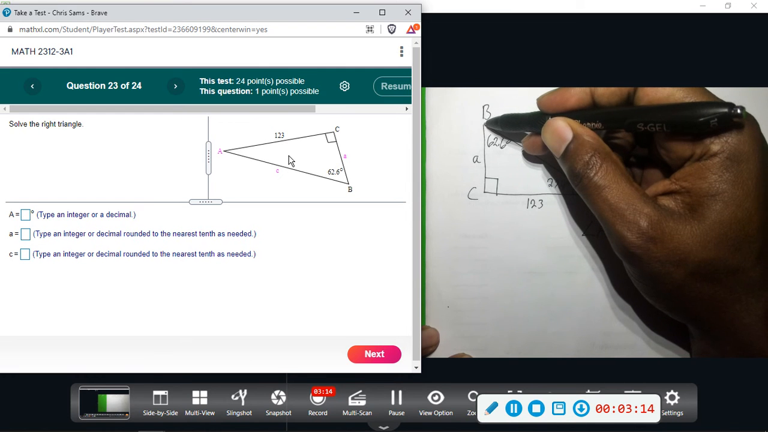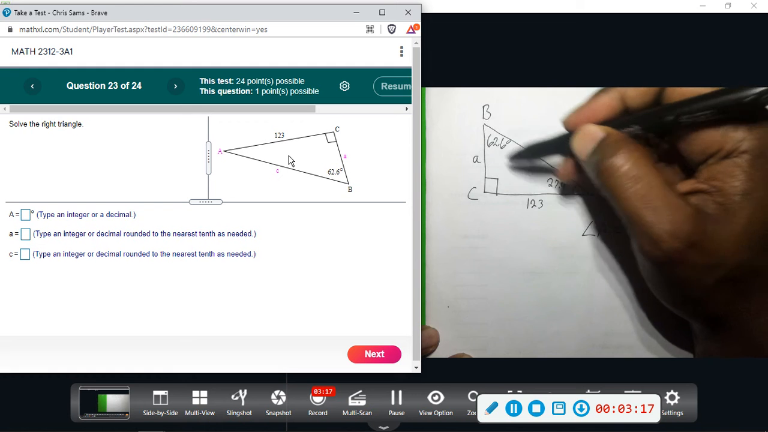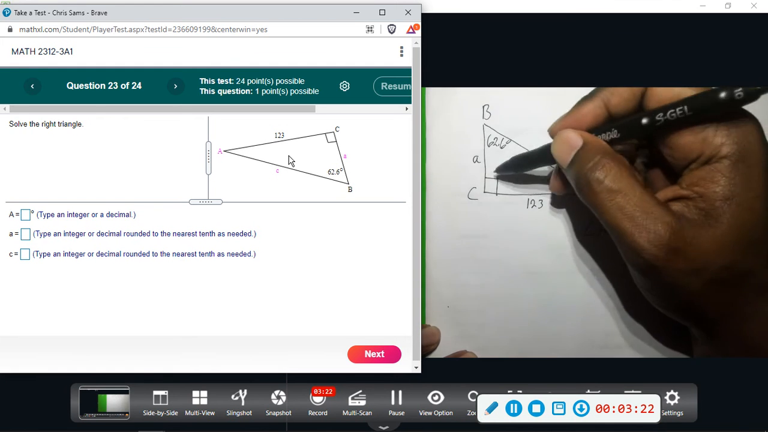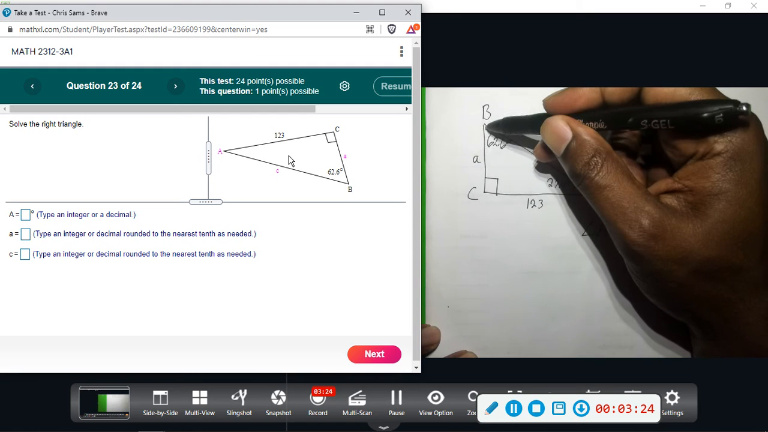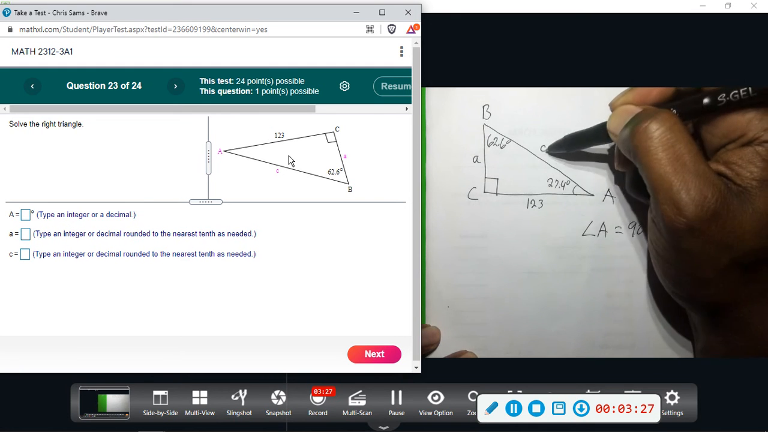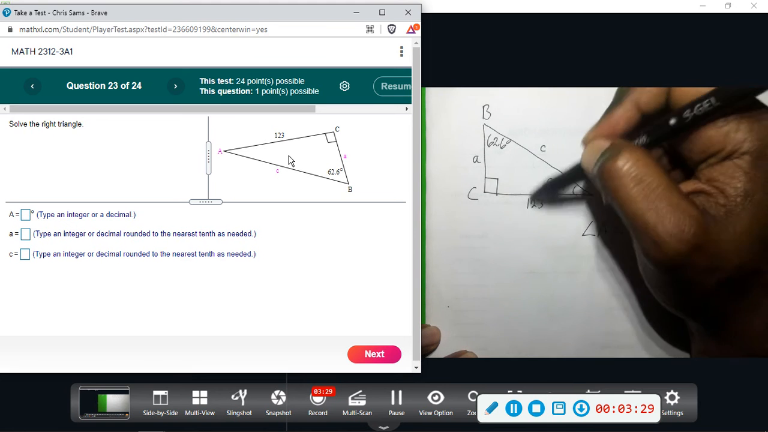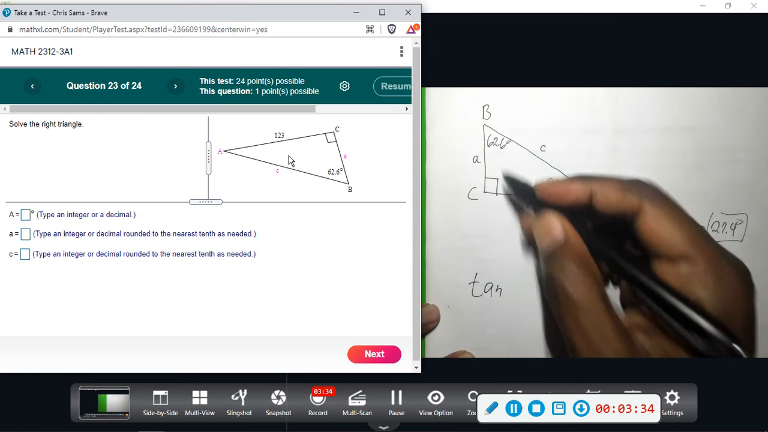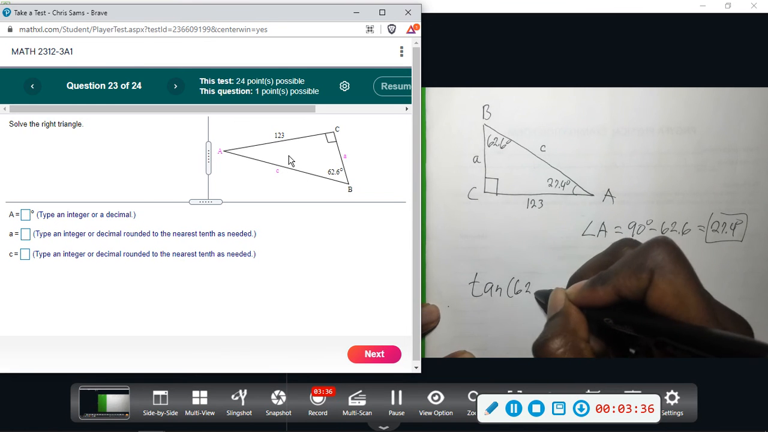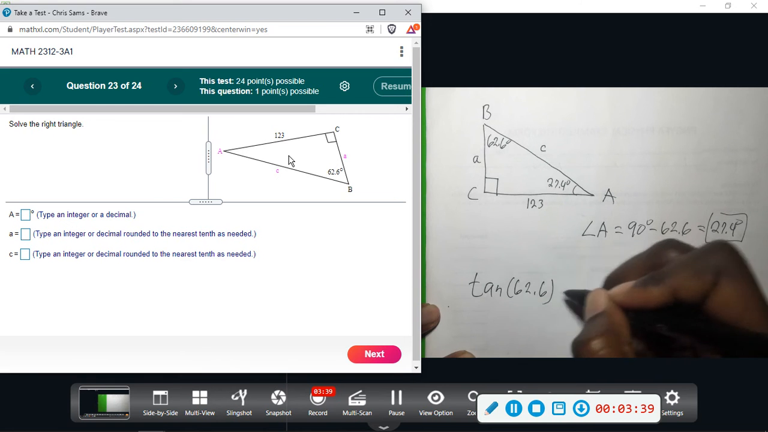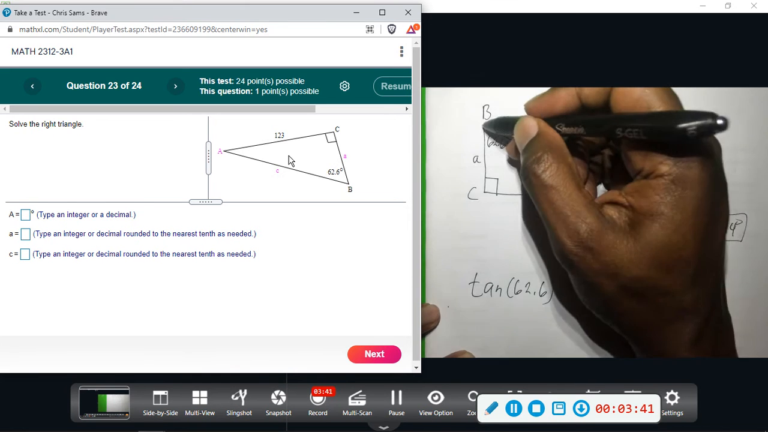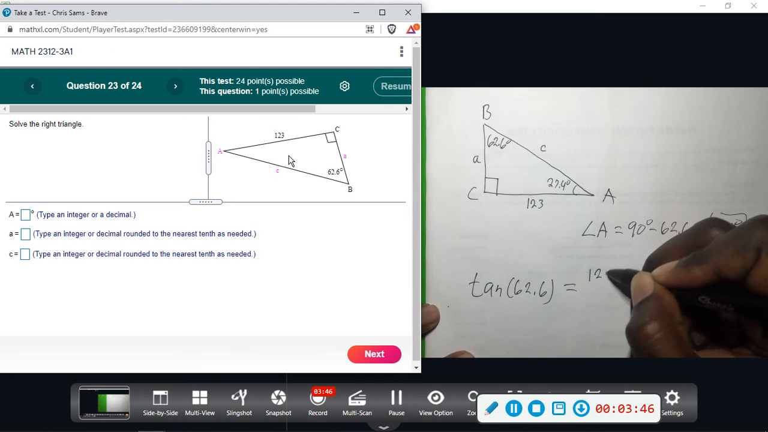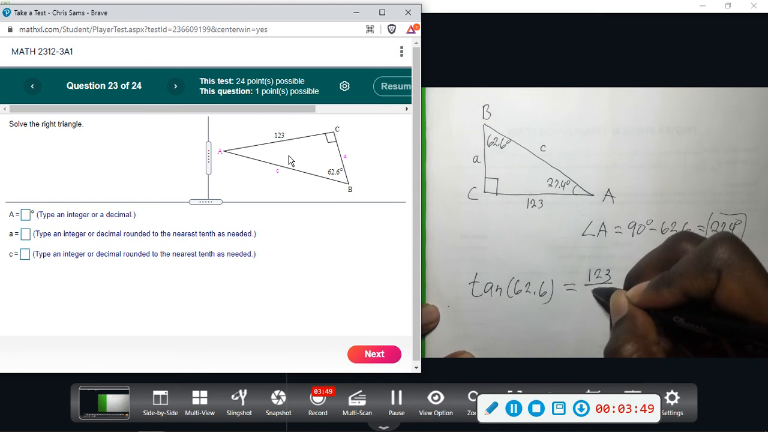So given b, I have opposite, so I can do opposite and adjacent. That would be tangent. That would help me solve A. I could also do opposite and hypotenuse, which is sine. Opposite over hypotenuse. So I'm going to do that. I'm going to do tangent of 62.6. Tangent of 62.6 equals opposite over adjacent. So it's going to be 123 divided by A.